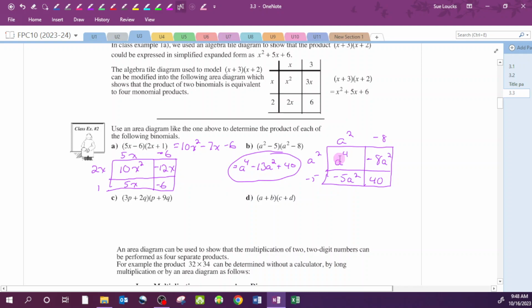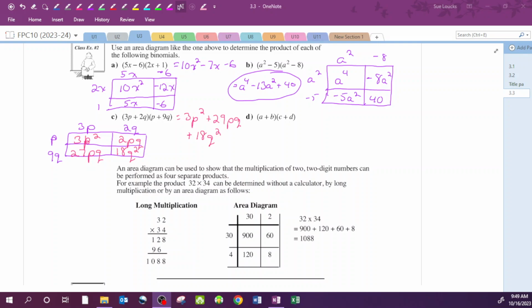Okay, I'm going to pause it, give you a chance to do one on your own. Okay, so when I multiply that out, I get 3q squared plus 29pq, because there's 27 plus 2 of them, and then 18q squared. And finally, do this last one. Okay, so you should get AC plus BC plus AD plus BD.